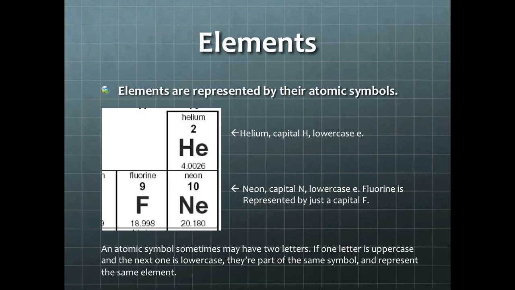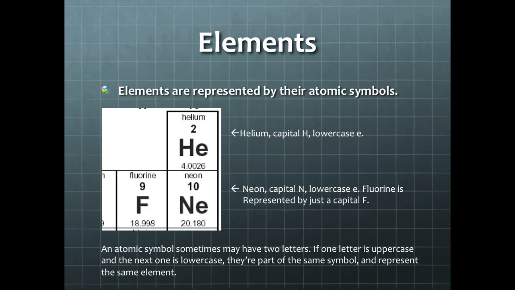Elements are represented by their atomic symbols. If you look at the periodic table, each element has at least one capital letter, and a lot of them have a lowercase letter. Helium has a capital H, lowercase e. Neon has a capital N, lowercase e. But fluorine just has a capital F.